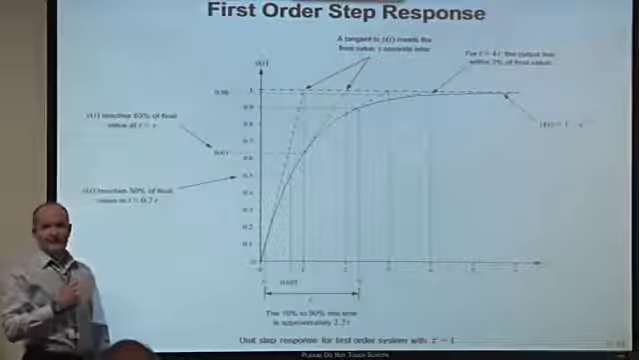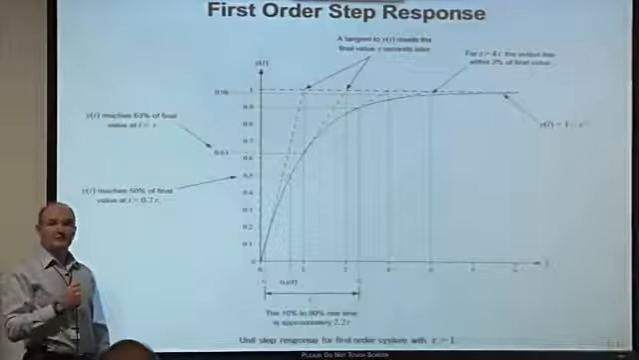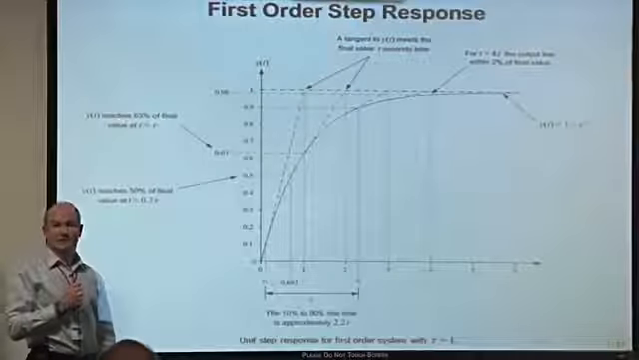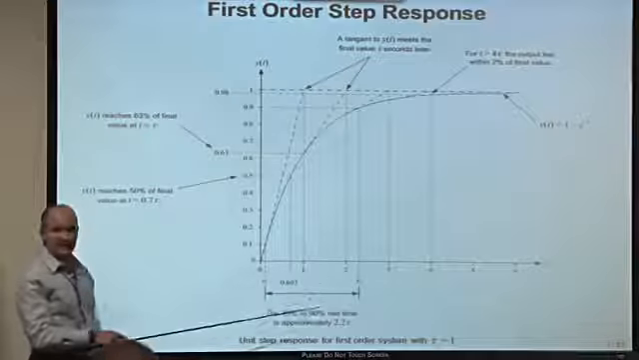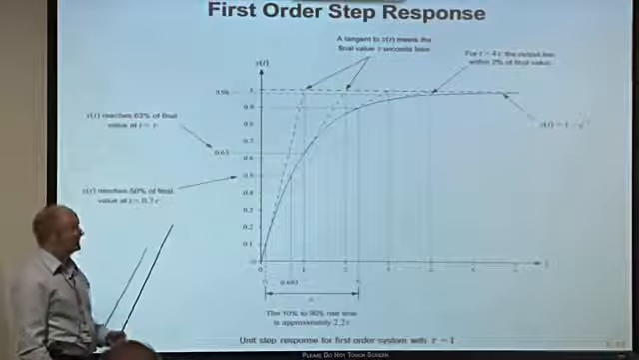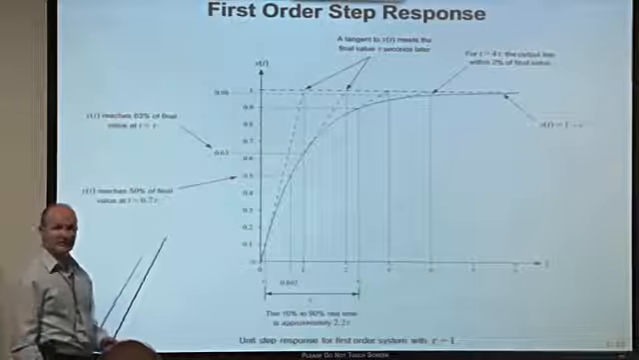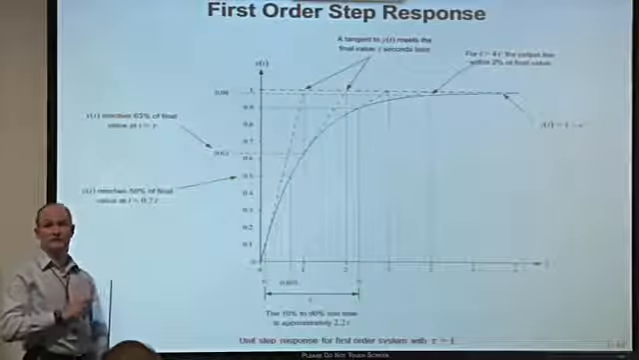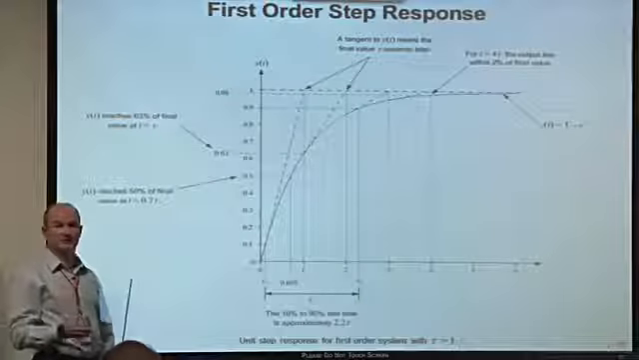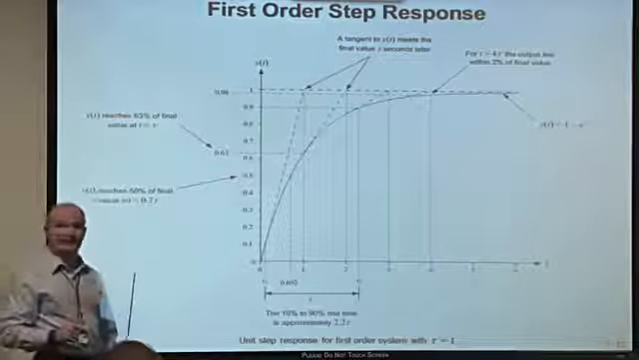Now, the only thing that we've got to play with in a first-order system is the time constant, and you can see how it affects these things. The settling time and the rise time all depend on it. So time constant's the only thing we've got to play with. The shape of the response is never different for any first-order system. It's always exponential and always looks like that.